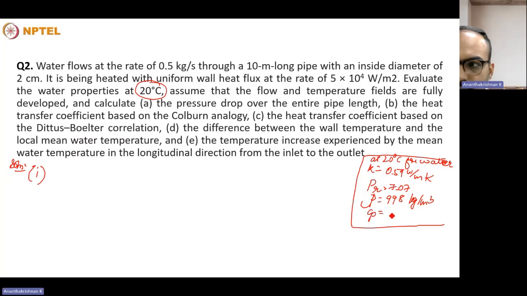And then Cp is 4.182 kilojoule per kilogram Kelvin. And the kinematic viscosity is 0.01004 centimeter squared per second. So if it is meter squared per second, it will be multiplied by 10 power minus 4.